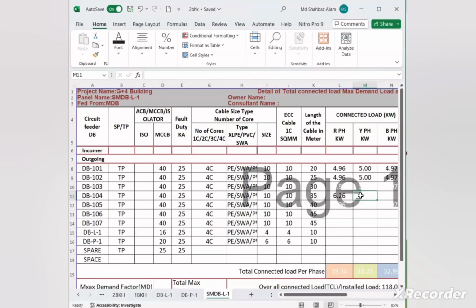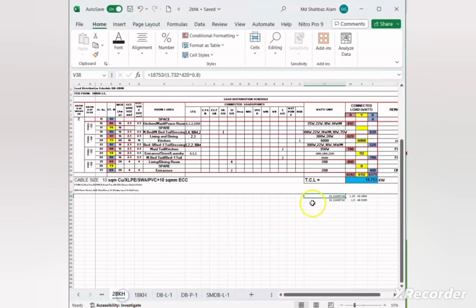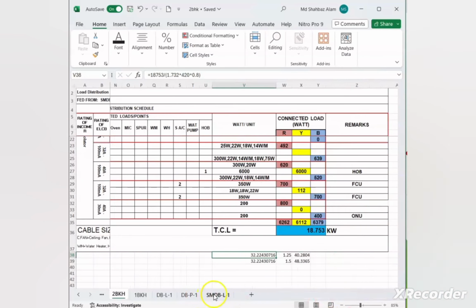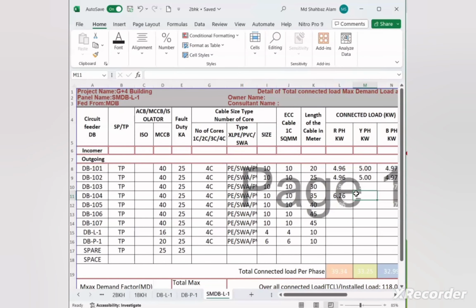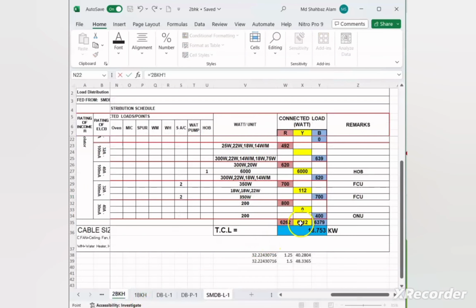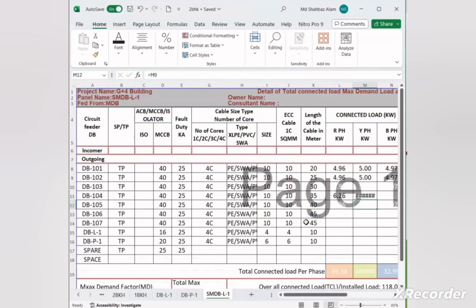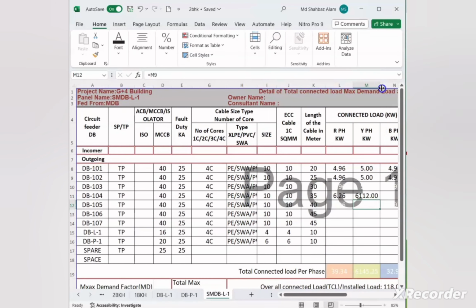In same way I will zoom it so better you will see that one. I will go to B phase. I will write equal. I will go to 2 BHK flat. I will select the B phase load. I will press enter. And I will divide it by 1000 to get the load in kilowatt.